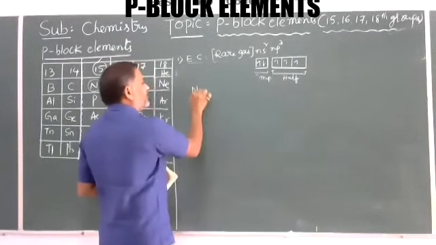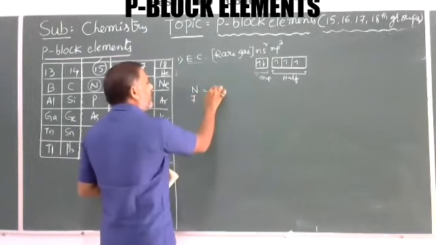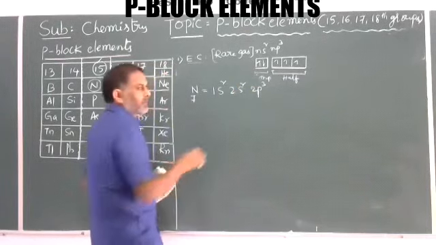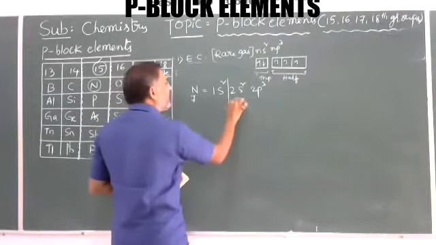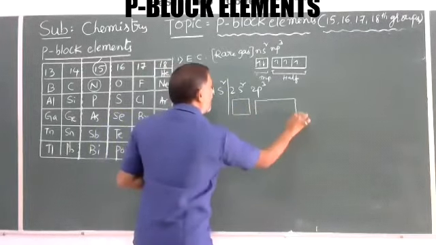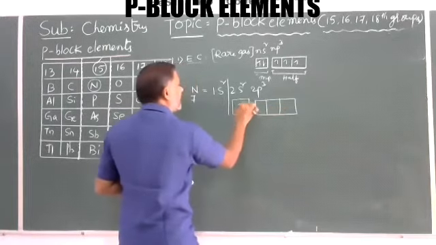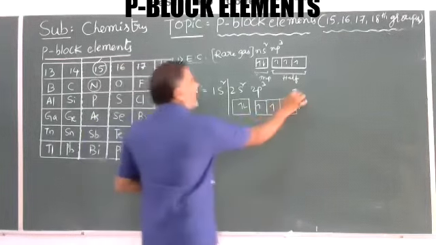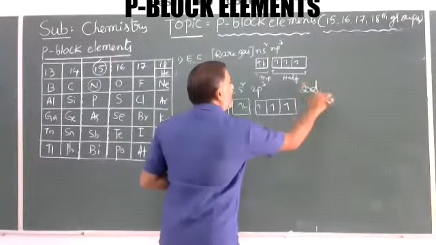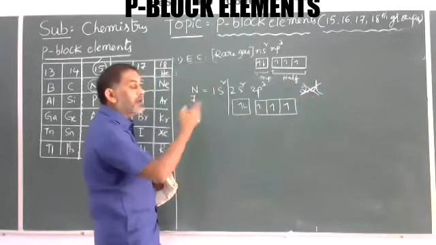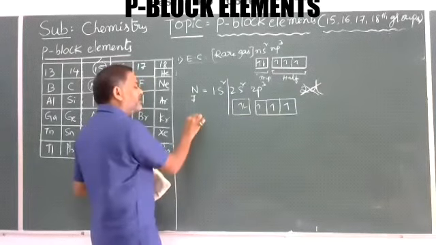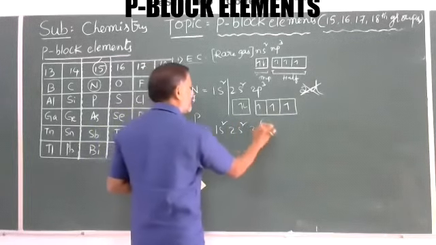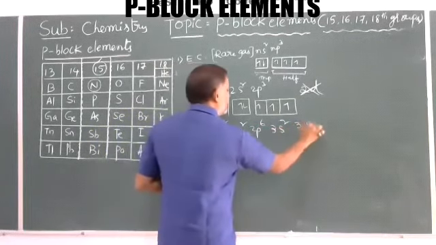Nitrogen's atomic number is 7, and its electronic configuration is 1s2, 2s2 and 2p3. This is the outermost orbit of nitrogen: 2s2 and 2p3, here 2 electrons, and here 1, here 1, and here 1. But in nitrogen there is no 2d orbital, unavailability of d orbitals. Whereas in the case of phosphorus, 15, the configuration is 1s2, 2s2, 2p6, 3s2 and 3p3.